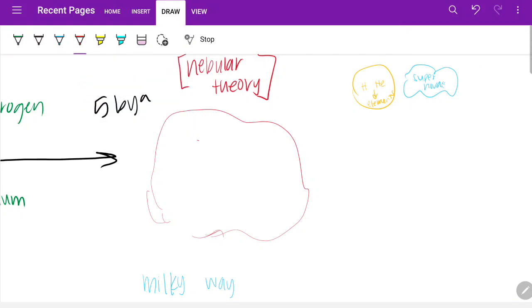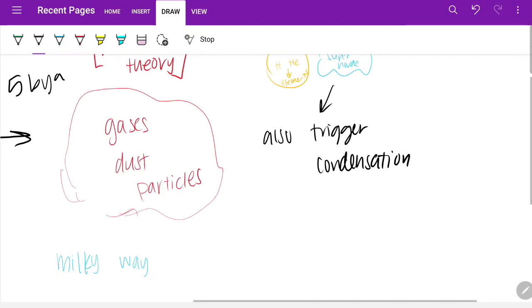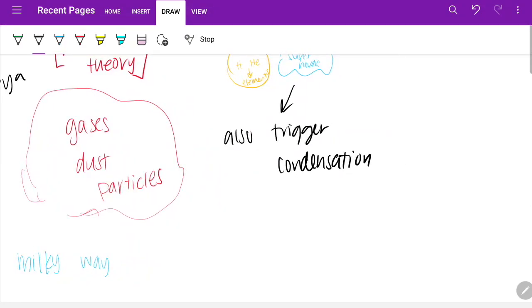So back to our cloud of dust, right? So we have gases and dust particles. And over time, these particles are attracted to each other by gravity, and they start to move closer and closer together. And it's thought that another, for example, a supernova explosion could have also triggered the condensation of this gas cloud. So in this process of condensation, these little gas molecules and dust particles come together. They join together to form larger and larger objects.